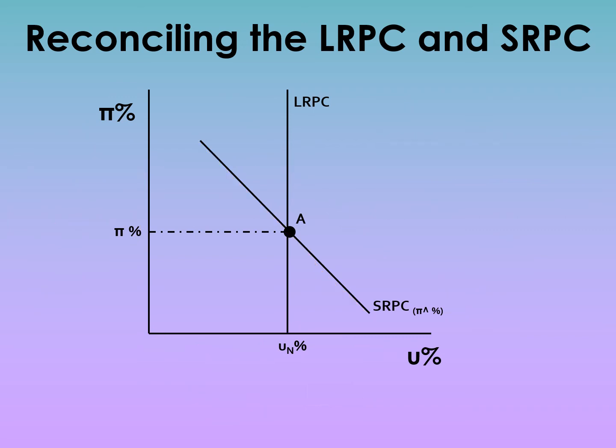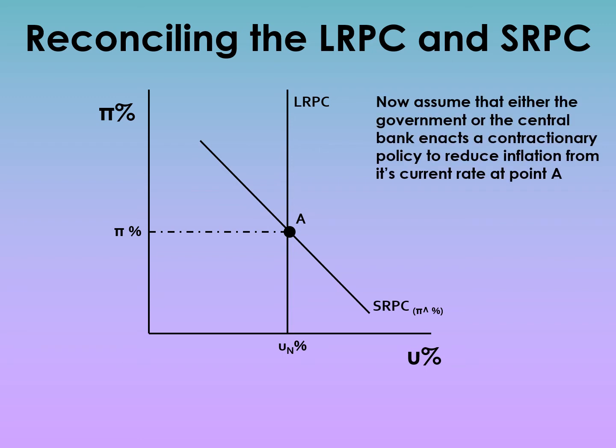All right, let's look at another example. What if this time the government decided to do a contractionary policy to reduce inflation from its current rate at point A? So let's pretend, maybe in this scenario, this is a high inflation rate. Maybe it's like 8% inflation, okay? And so we're freaking out a little bit because the inflation rate is too high. So we want to push that inflation rate down.